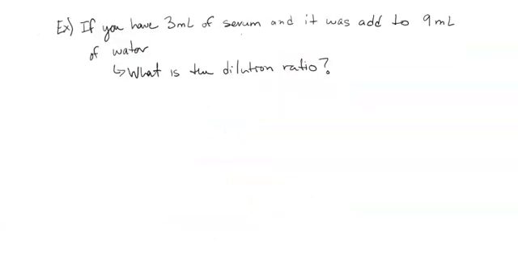Okay, in this example, you're going to be given measurements and you're going to be asked to find the dilution ratio. So if you have 3 milliliters of serum and it was added to 9 milliliters of water, what is the dilution ratio? Again, you have to use the information that's given in order to solve the problem. So we're going to look at the volumes that were given. We were given 3 milliliters of serum and we were given 9 milliliters of water.